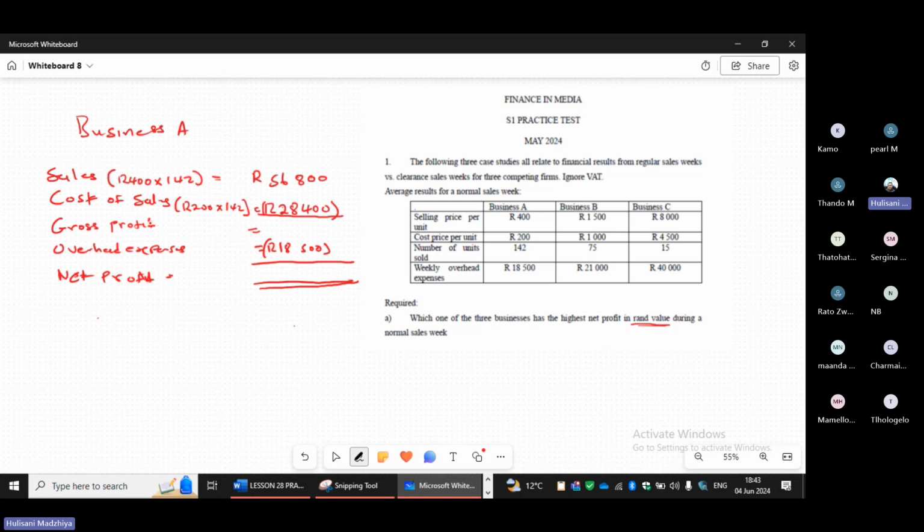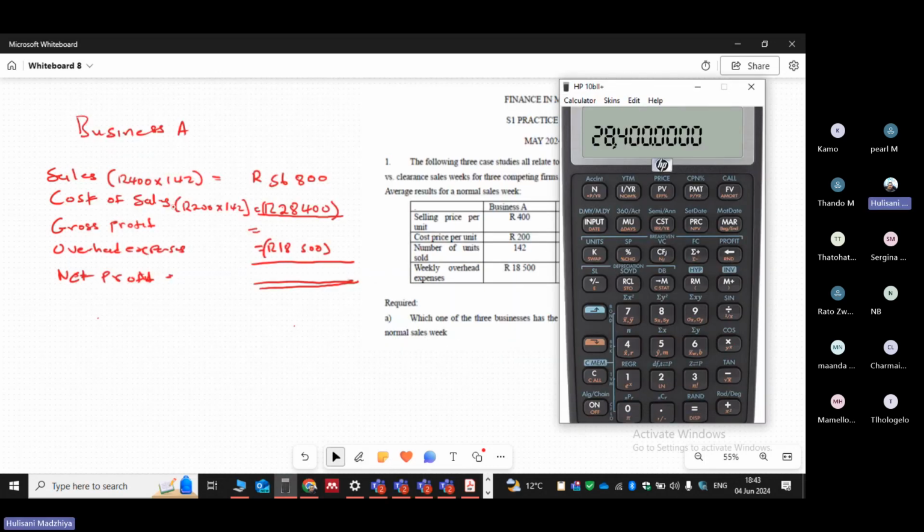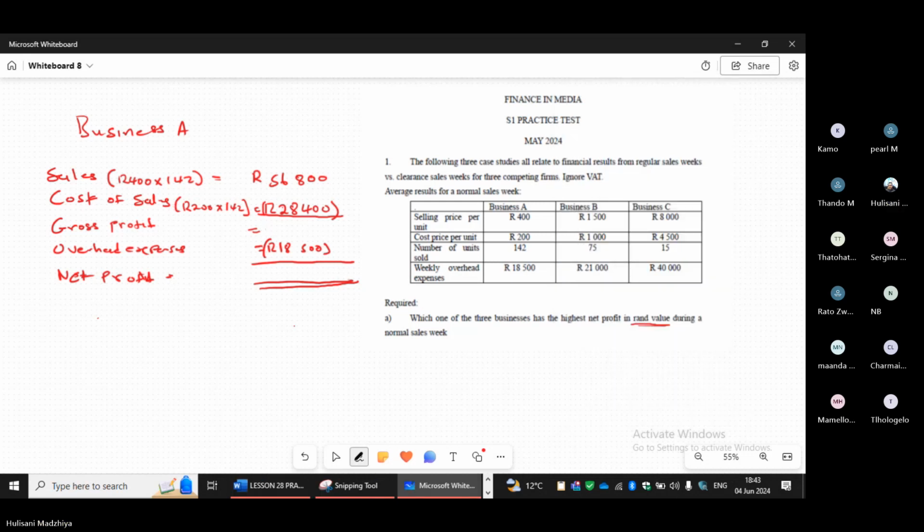Then we can calculate our gross profit. Your gross profit is equal to sales minus cost of sales. So gross profit is 56,800 minus 28,400, and this gives us 28,400. We get the gross profit being 28,400. And then minus the overhead expense, we're going to get the net profit.